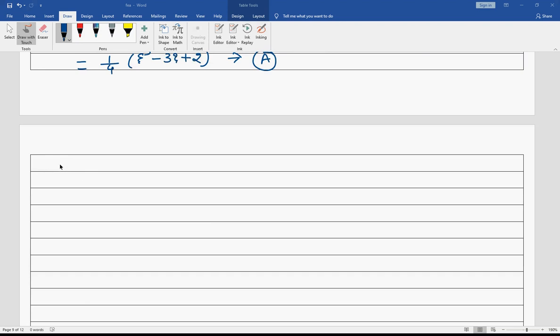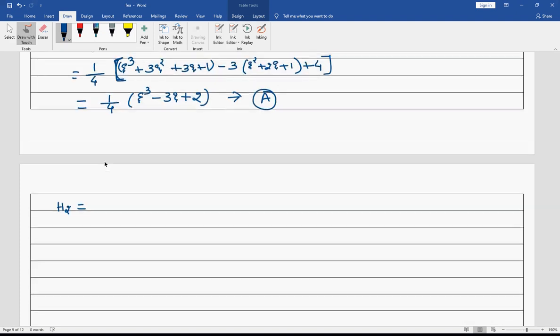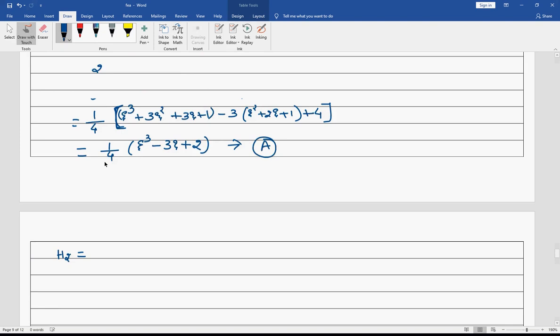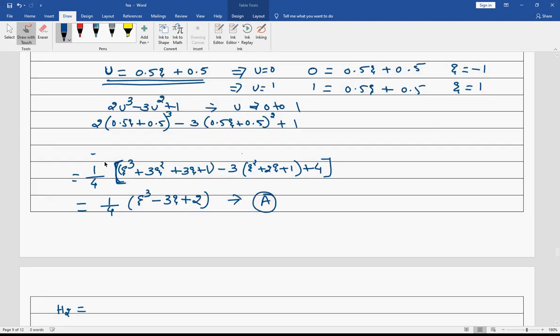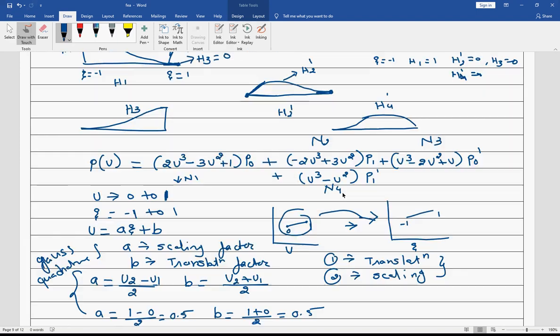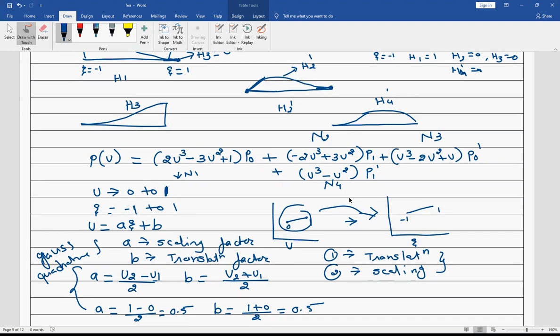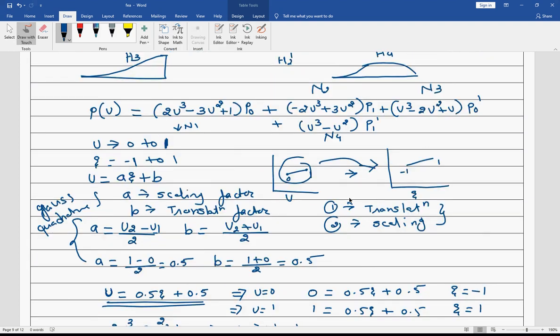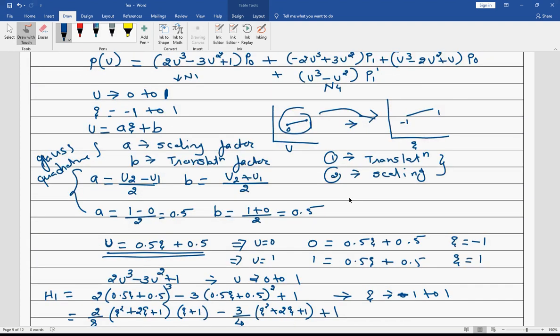Okay. So now similarly you can go for this part now. N2 is there, then N3 is there, N4 is there. So just as the transformation we performed for N1, similarly you have to perform for N2, N3 and N4. Okay, so I'm not going to do it. I leave it to you and I'm going to directly write what is going to be H2.